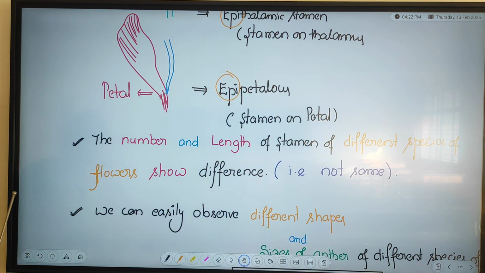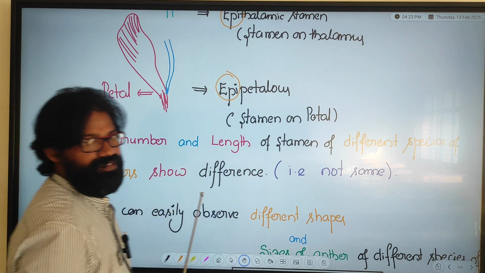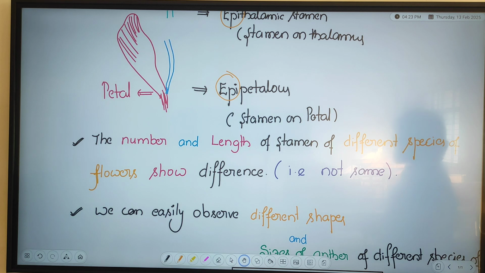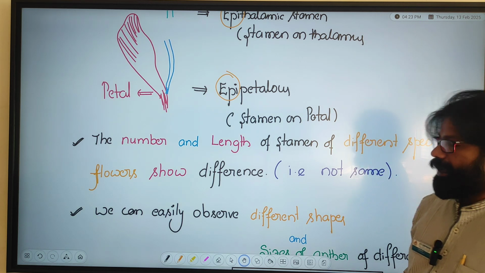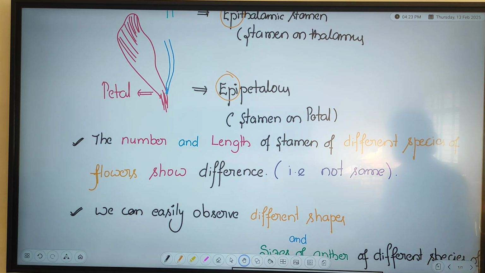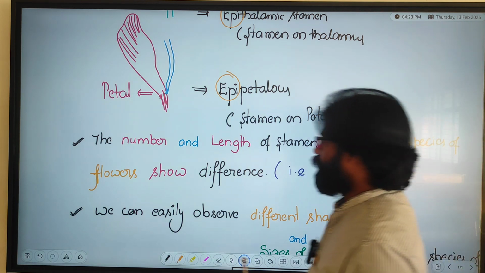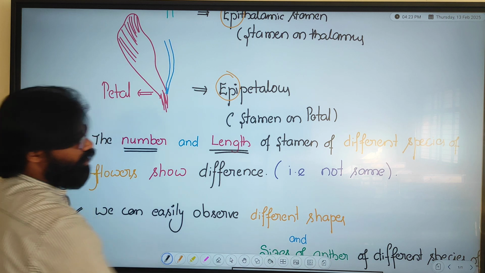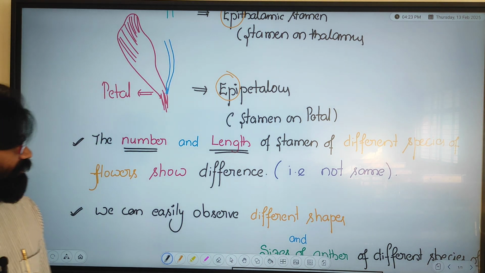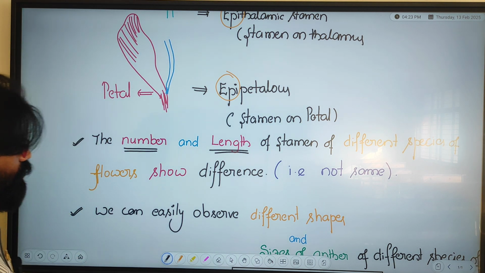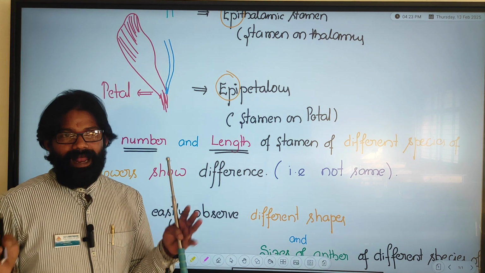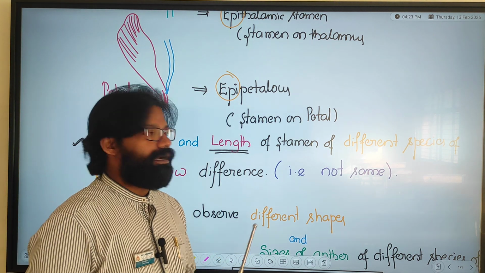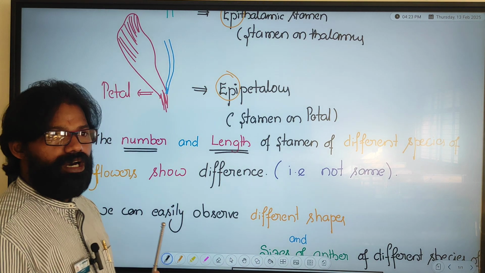Next point: the number and length of the stamens. There are different species of flowering plants, and all these plants do not show the same size and shape of stamens. So the number as well as the length of the stamens shows variation from one species to another. It means in the plant kingdom, in all flowering plants, the stamen's length and shape are not the same.